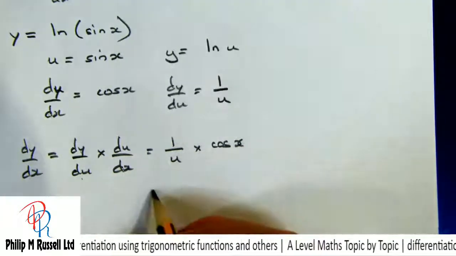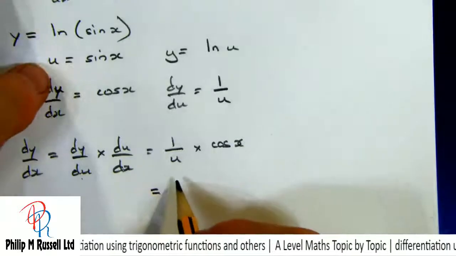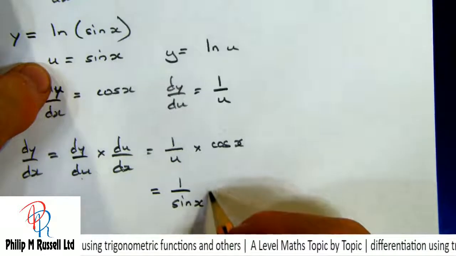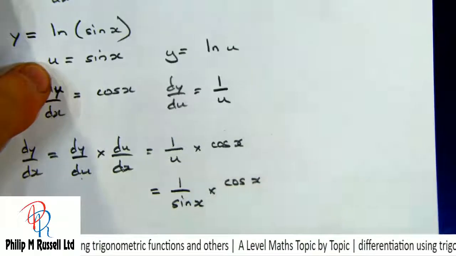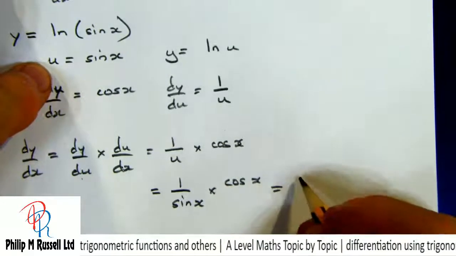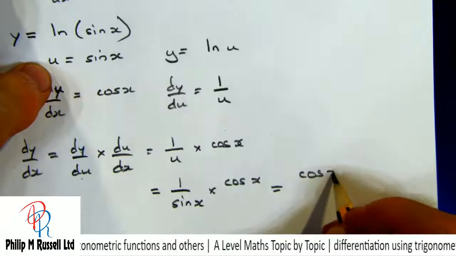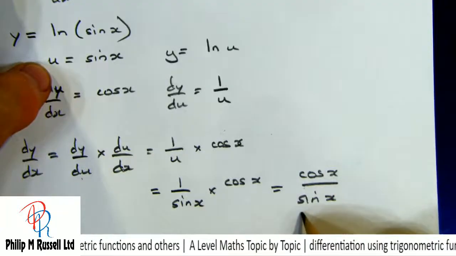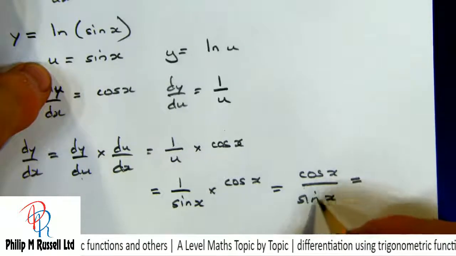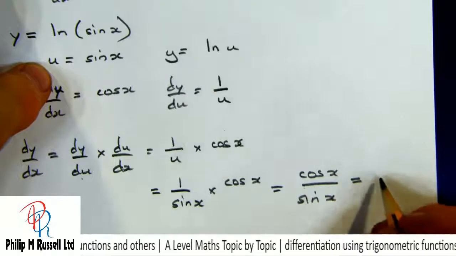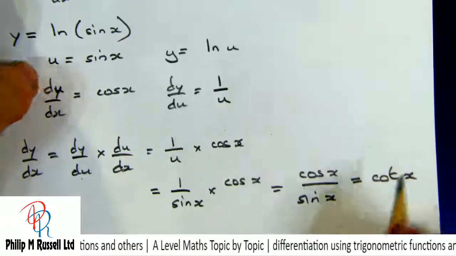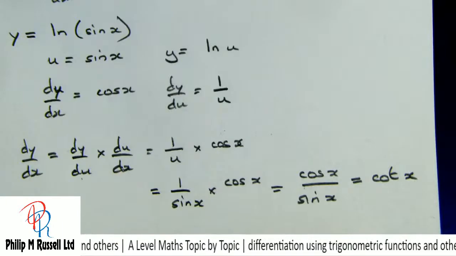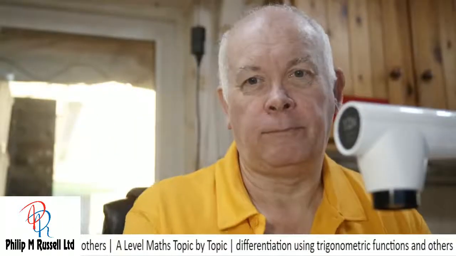Let's resolve this. 1 over u is going to be 1 over sin x, times cos x. Well, I would normally write that as cos x over sin x. And we know that sine over cos is tan, so cos over sine is cot x. And there, I've solved it. They're not too hard, are they?